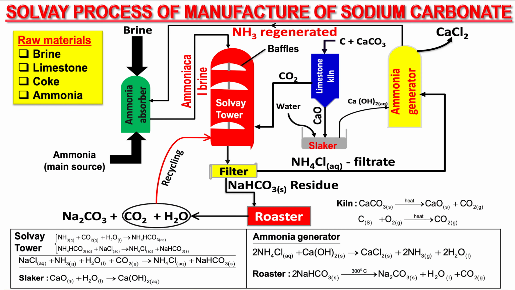Our next process is called the Solvay process. The Solvay process is used in the manufacture on a large scale of sodium carbonate. In our country, Kenya, we get sodium carbonate from trona, which is mined at Lake Magadi. But in other countries where there is no trona, they can only get the sodium carbonate through the Solvay process.